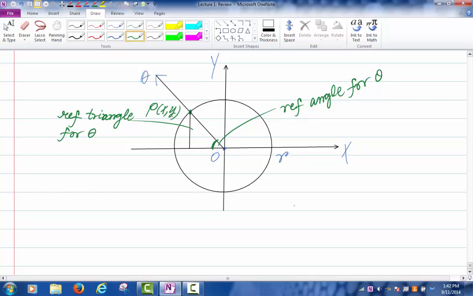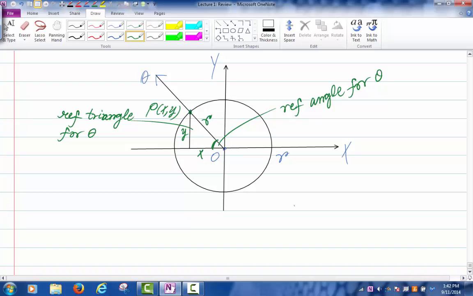X is the horizontal distance of the point from the y-axis, right? So x is, in my right triangle, reference triangle, what is x? X is this side here, right? You agree? And what is y? Y is this side. And what's the length of the hypotenuse? Well, the length is r, right? Because it's a circle of radius r.